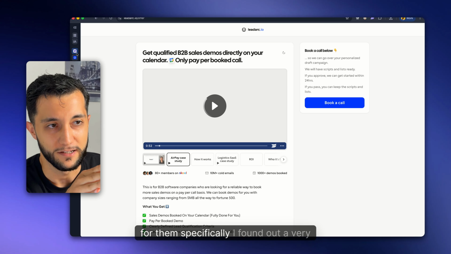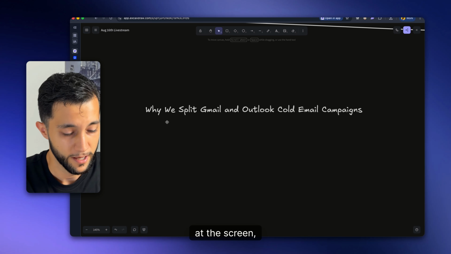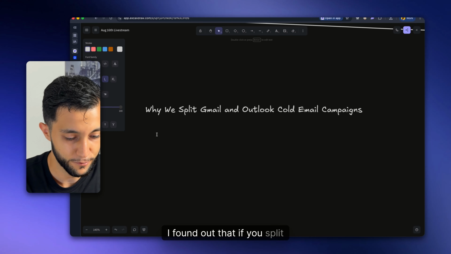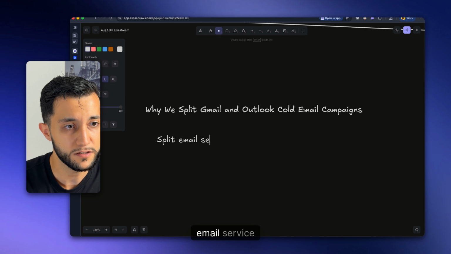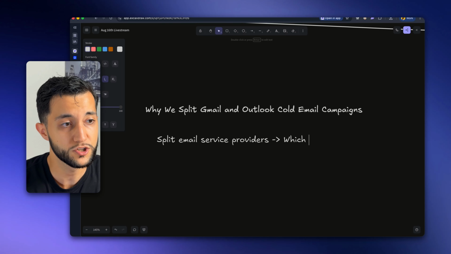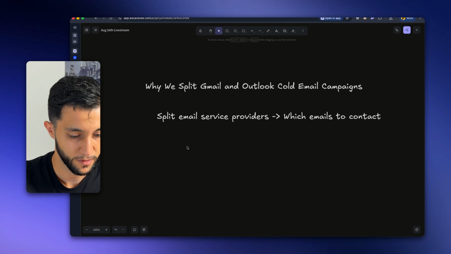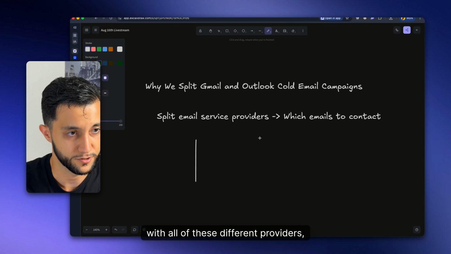For them specifically, I found out a very interesting thing, which is that if you take a look at the stream, I found out that if you split email service providers, you will find out which emails to contact. Because with all of these different providers, right?